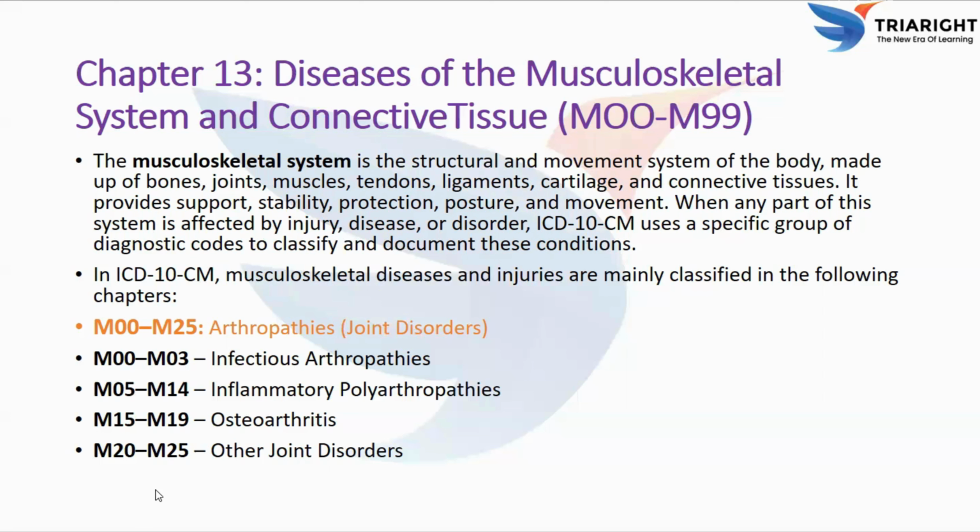What is the code range M20 to M25? It describes other joint disorders. This category includes all the other joint conditions which are not caused by infection, inflammation, or osteoarthritis. Some examples include joint deformities, joint instability, loose body in joint, and also joint derangements. These codes are commonly used for orthopedic injuries, sports medicine, and post-trauma conditions.